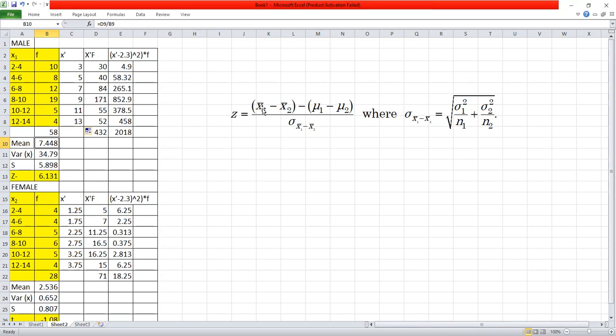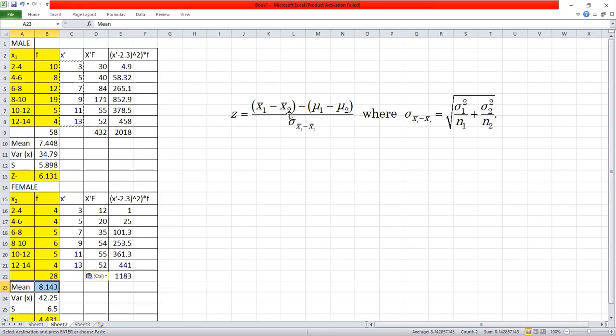X bar 2 is the arithmetic mean here. Again, I just use this, it is the same thing. I bring it down like that, then we know the distribution. This is the arithmetic mean, 8.143 for females. So that's X bar 1 and X bar 2.